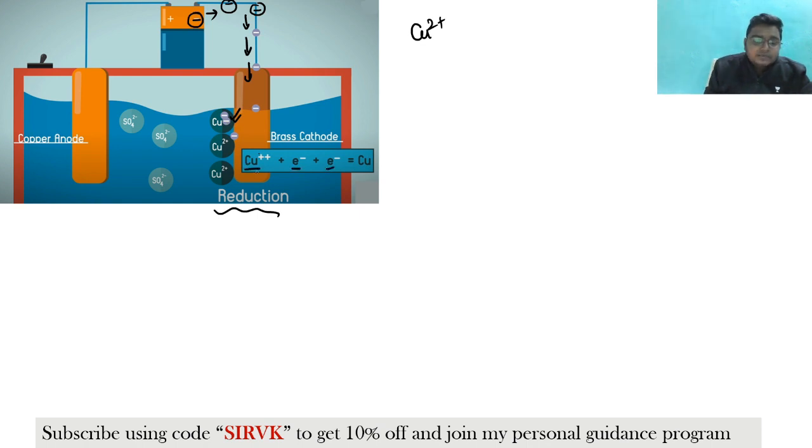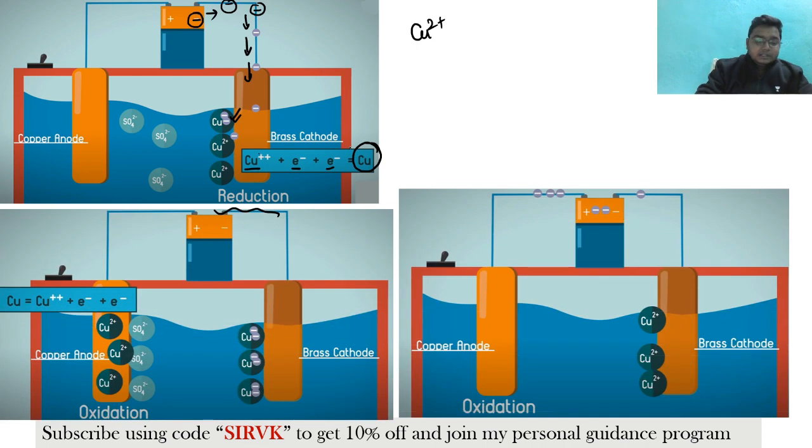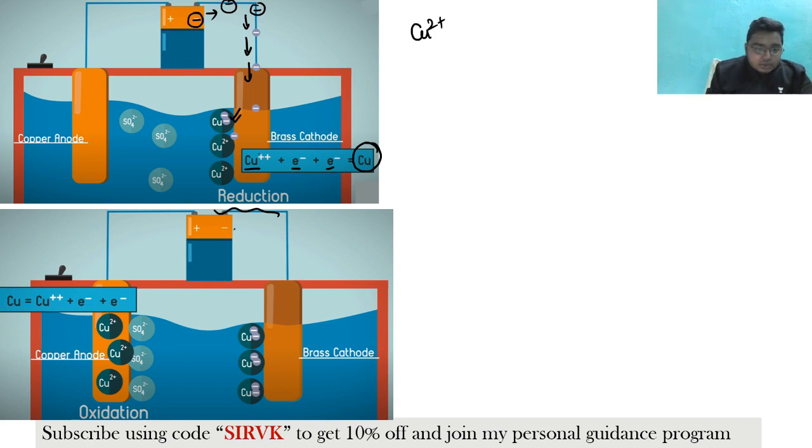So what we can see from this reaction is that the Cu2+ is gaining two electrons, and after gaining these electrons it is reduced to copper. Fine, that is the Cu. Now see, suppose this is again connected with the positive terminal.